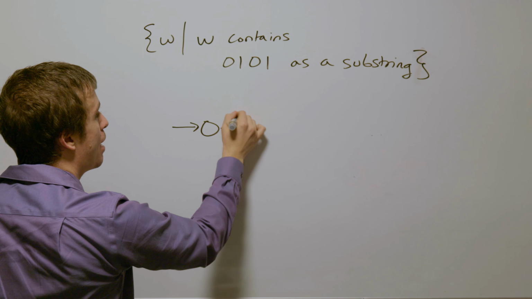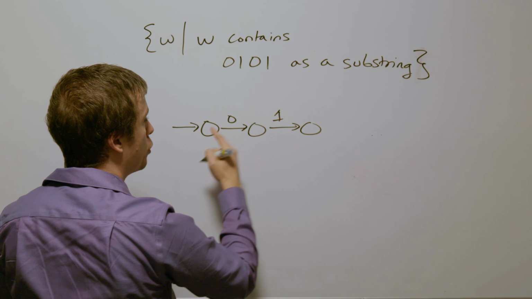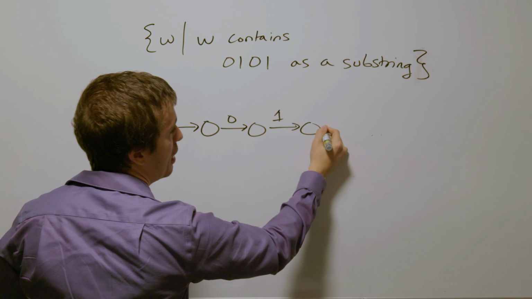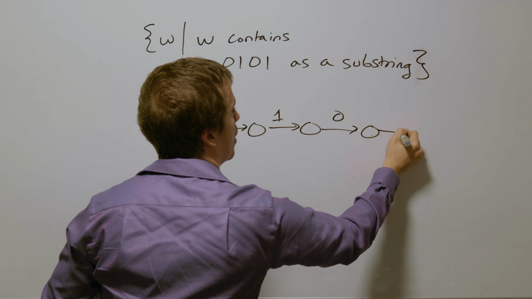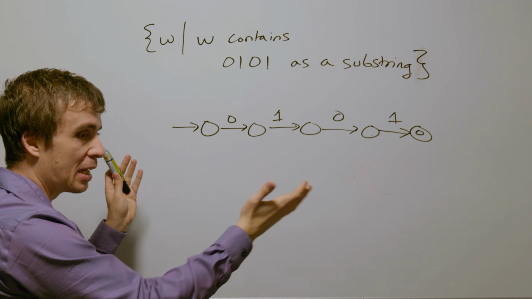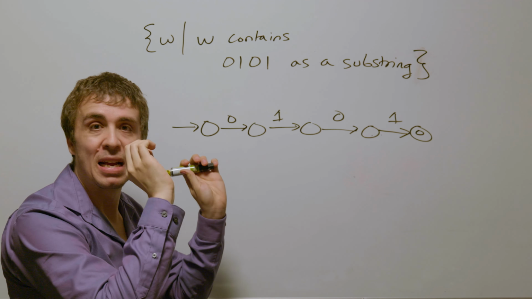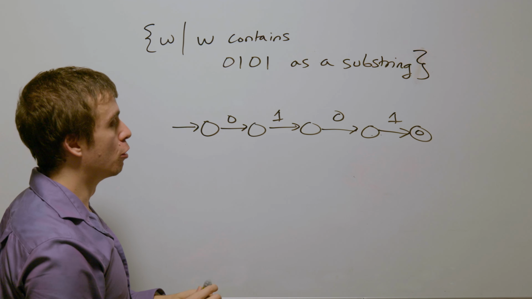So if we do that, we can just have a bunch of transitions in a row that involve just reading a 0, then a 1, then a 0, then a 1. And then that goes clearly to a final state. And so that is a DFA without the dead state transitions for exactly the string 0, 1, 0, 1.